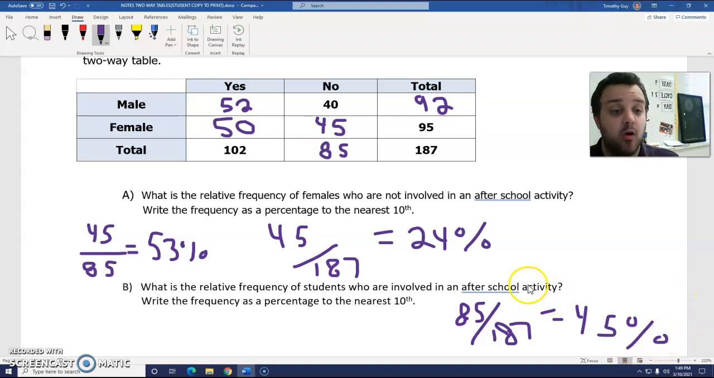Okay? So that's two-way tables. That's kind of what we're looking at, what we're doing with those, either filling in the open spots, the blank spots, calculating relative frequency, being able to pull out information. Hey, how many boys do after-school activities, how many don't, how many girls, that sort of stuff. You can get all that information from a two-way table.